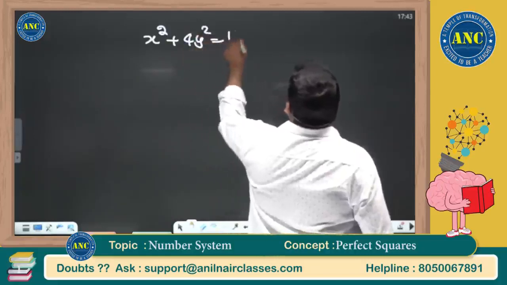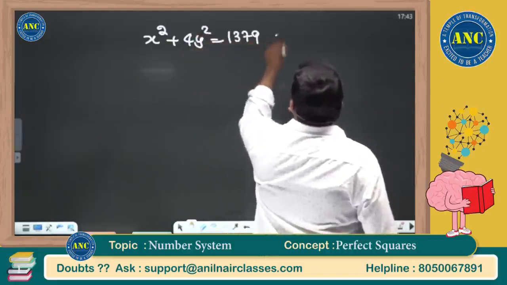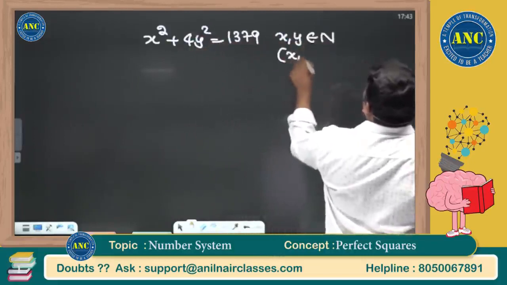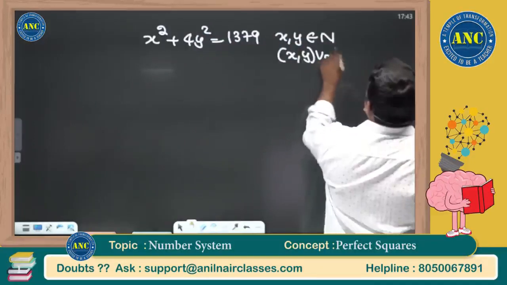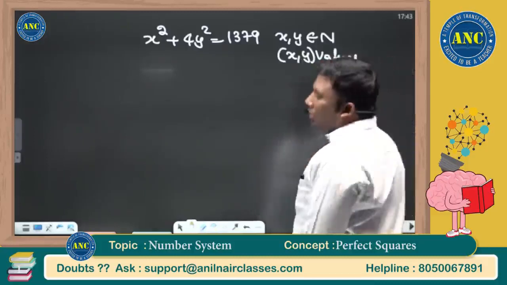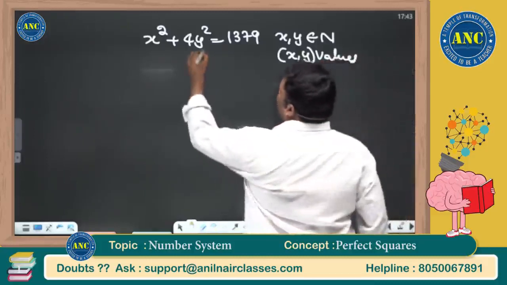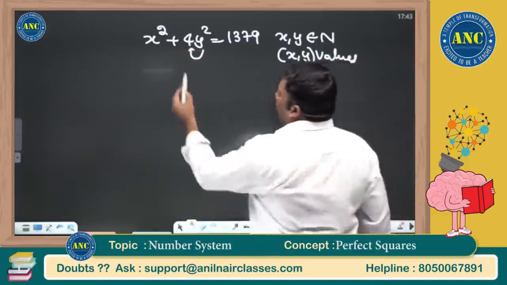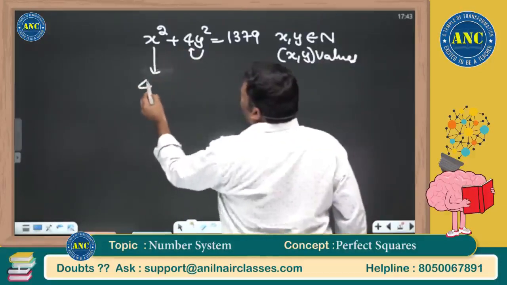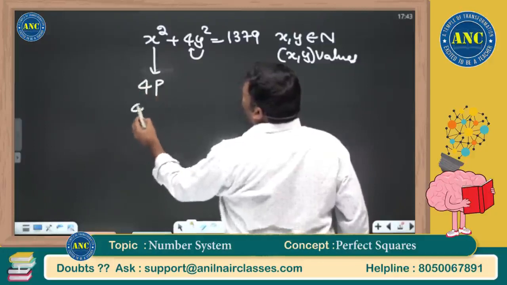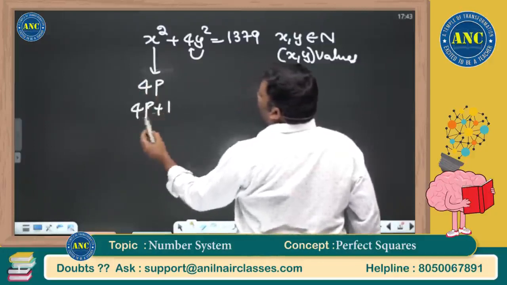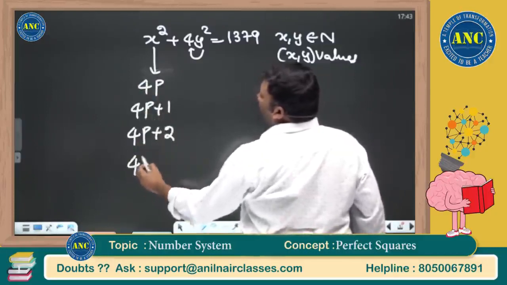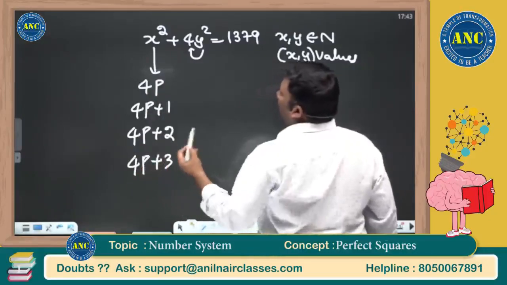X square plus 4y square equals 1379. X and y are natural numbers. How many values will x and y take? Sir, can I use the logic which you said to solve this question? Definitely yes. Y square coefficient is 4, so attack x in terms of 4. Any number when you divide by 4, either it will be perfectly divisible by 4, or it gives a remainder 1, or a remainder 2, or a remainder 3.